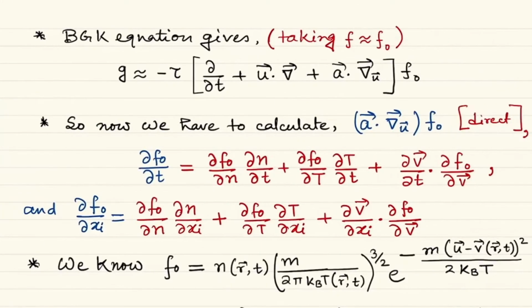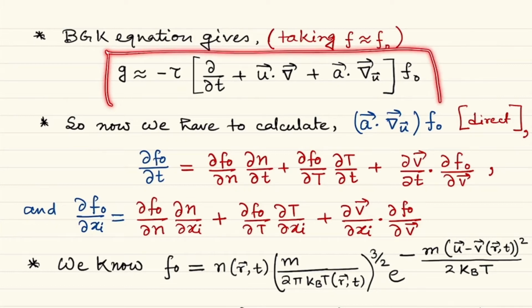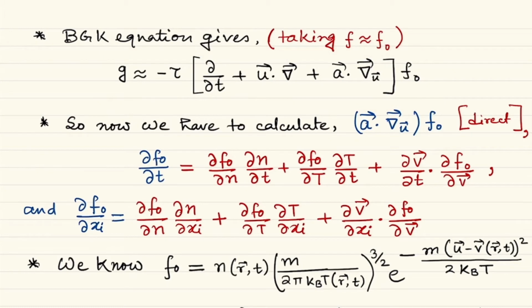So we said that finally a very reasonable approximation gives G is almost equal to minus tau times del f0 del t plus u dot nabla f0 plus a dot divergence of u f0. So f0 we know. What is f0? f0 is nothing but the local Maxwellian distribution. So now we have to calculate these three terms, a dot nabla u f0.